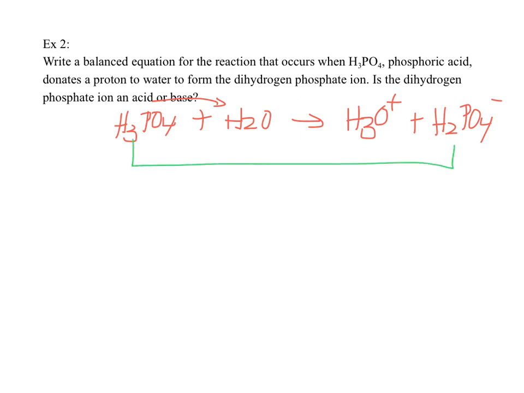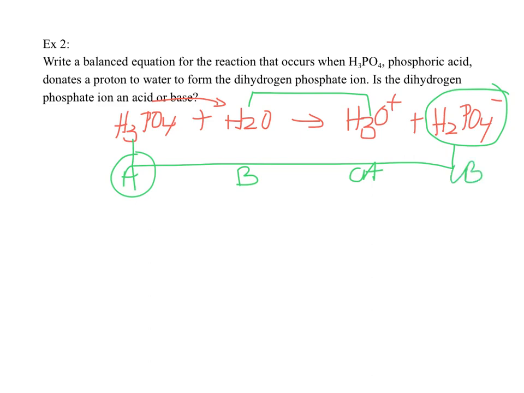Okay, so the dihydrogen phosphate ion, they're asking us what that is. So we know that the phosphoric acid donated the hydrogen, that accepted, and so this would be opposite, and if it's an acid on this side, it's a conjugate base on the opposite side. So the dihydrogen phosphate ion would be classified as a conjugate base.